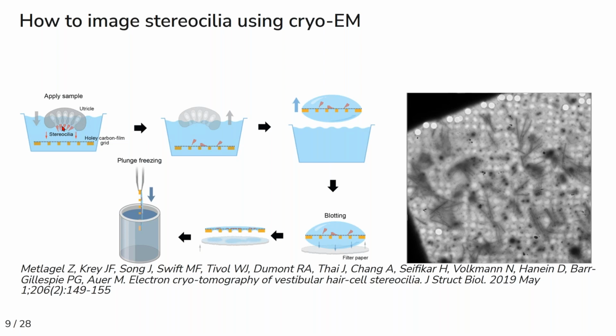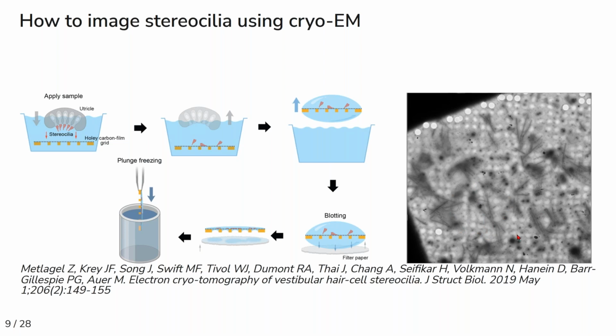What's nice about it is that it has a flat surface where all the stereocilia are pointing out. If you push that against a holey carbon film grid, the stereocilia will just stick to that grid, and you can remove the utricle, take the grid out of whatever buffer you had it in, blot away the excess buffer, and you're left with this thin film of stereocilia that you can then plunge freeze. If you were to look at that in a cryo-TEM, this is kind of what you see: a random assortment of stereocilia over a grid film.